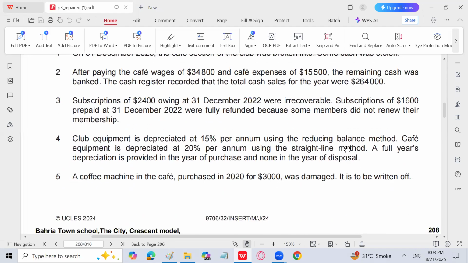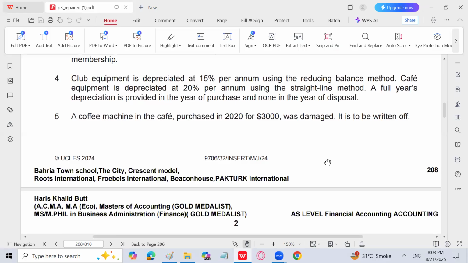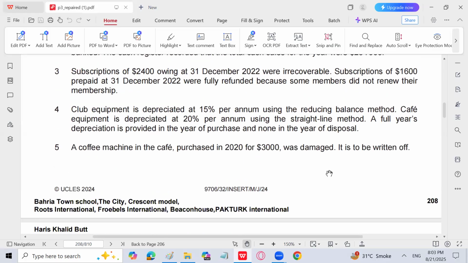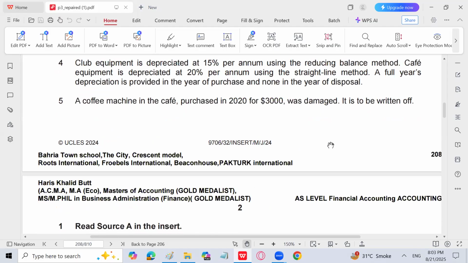Right. Next, purchased in 2020 for 3,000 was damaged and is to be written off. So cost will definitely be written off, and whatever the depreciation on that particular asset, that will also need to be written off. Okay. We'll discuss that later on.